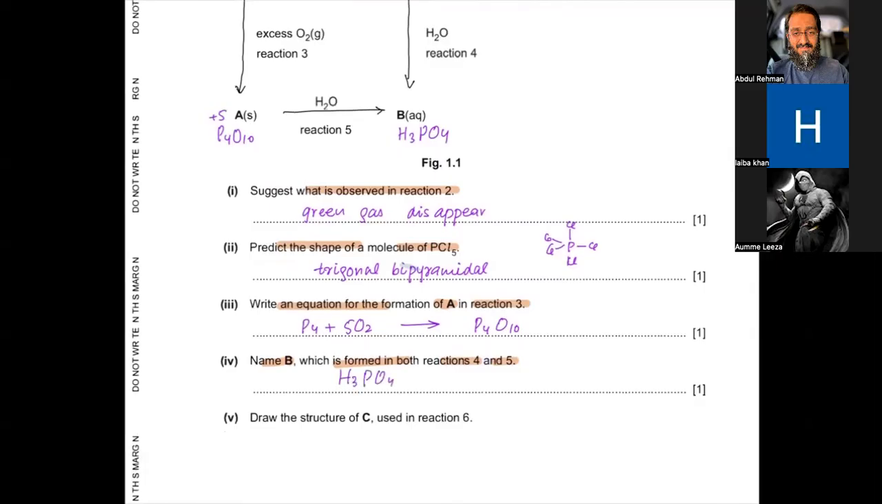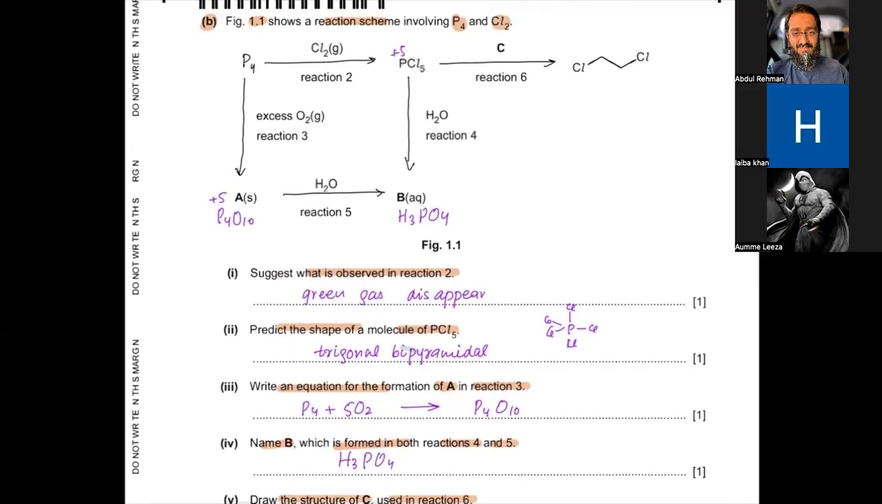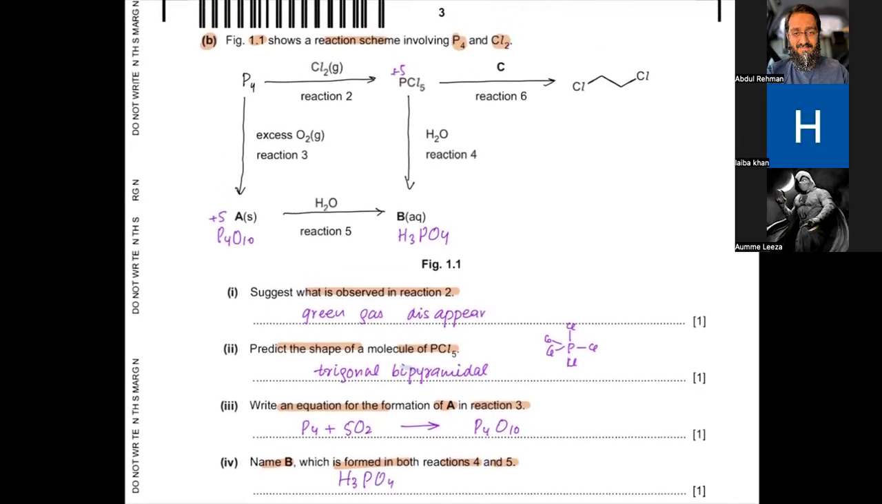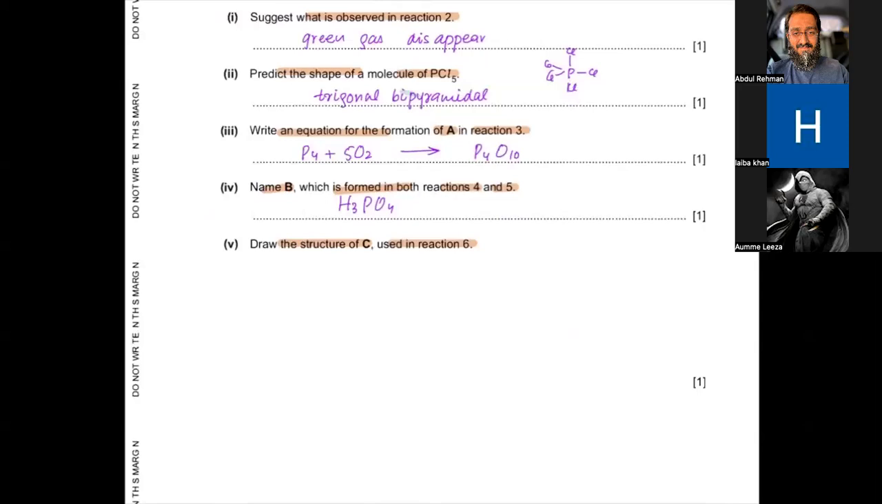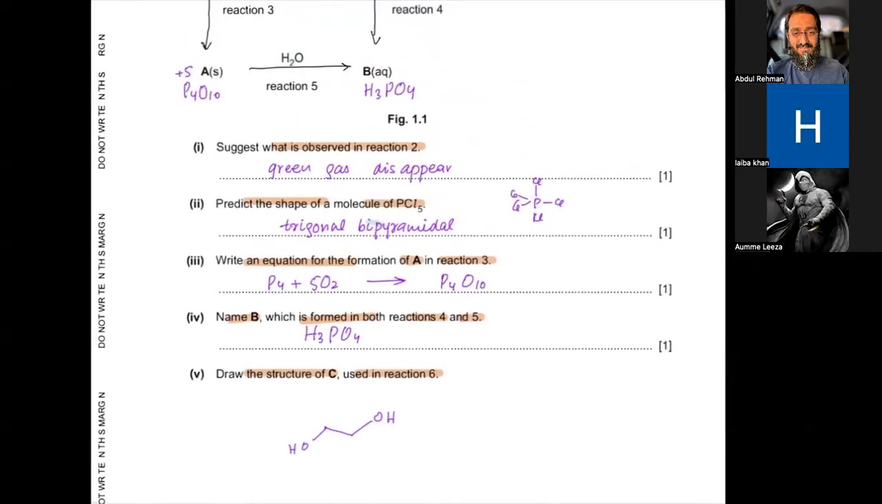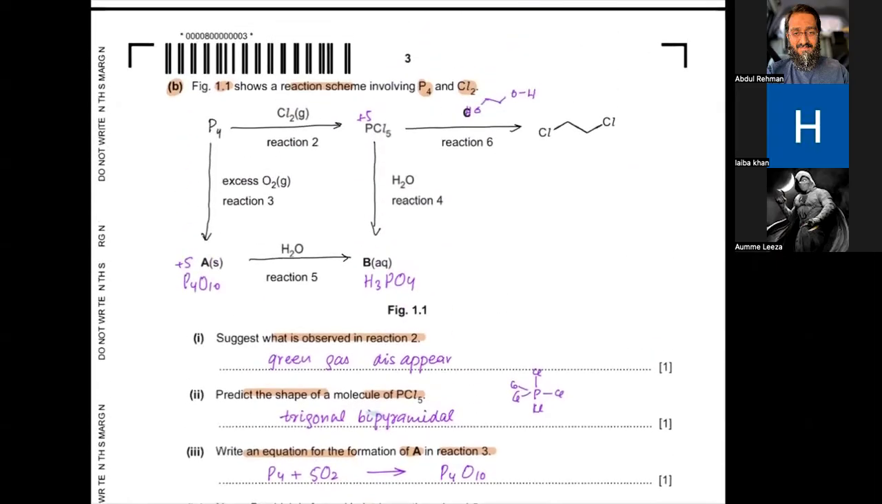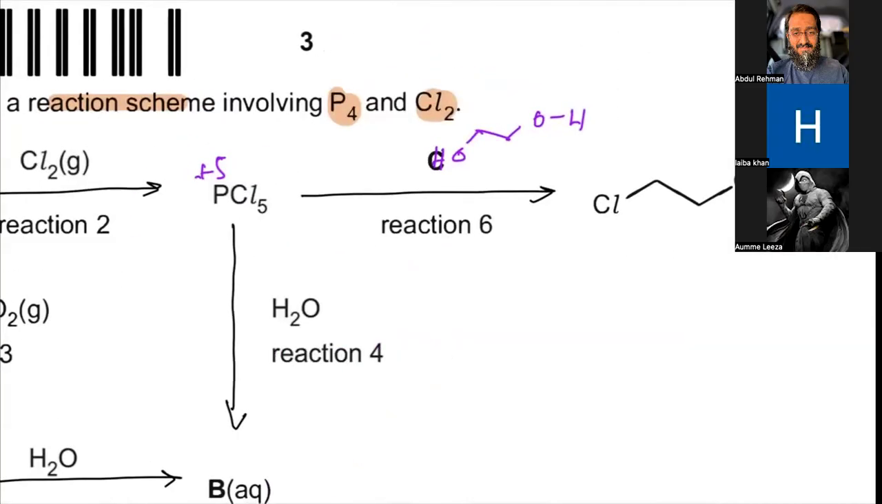Now next part. Draw the structure of C used in reaction 6. If you see, we are getting the chlorine on both sides, and with PCl5 only an organic compound alcohol reacts. So C is an alcohol having 2 carbons, and both carbons are bonded to OH. You are going to repeat the same structure, but instead of Cl, you put OH on both sides. So that is the structure of C. The OH gets displaced, right, with the chlorines.